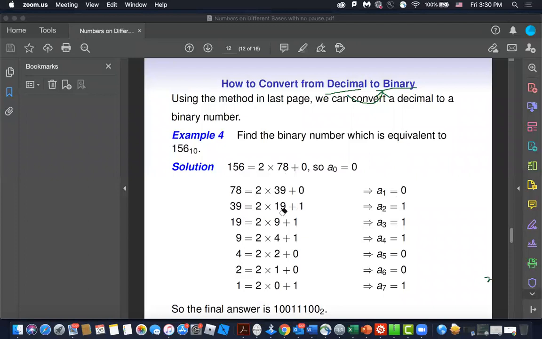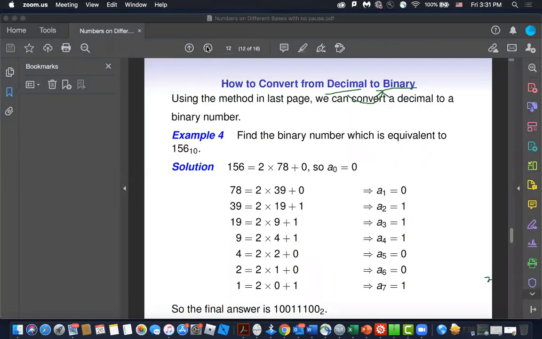Every time we divide the quotient from the previous step and look at the remainder. Then we organize the remainders, writing them from the right to the left, and we have the equivalent binary form. It looks complicated, but actually it's not too bad. You can use a number to try by yourself. It's not too bad at all.